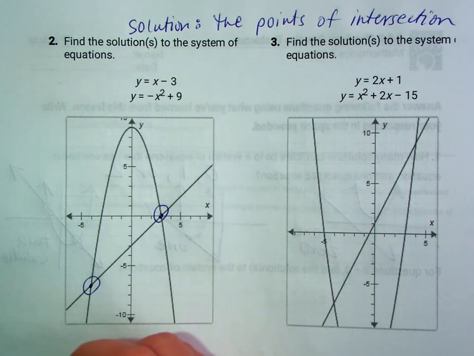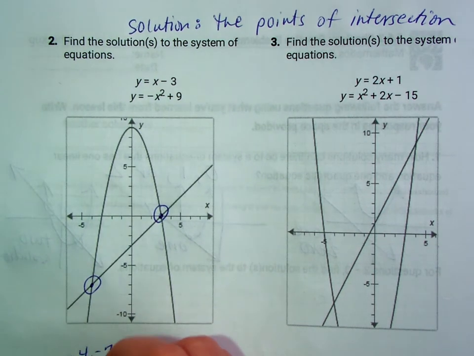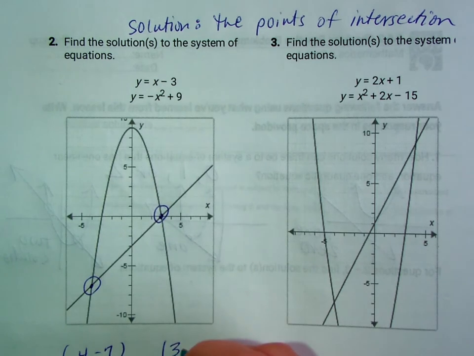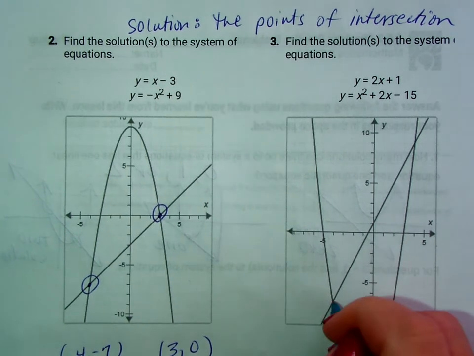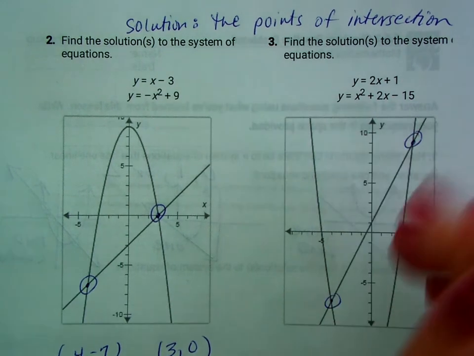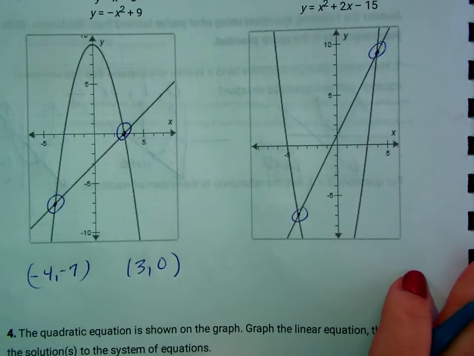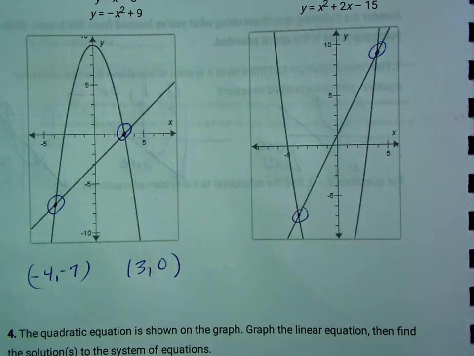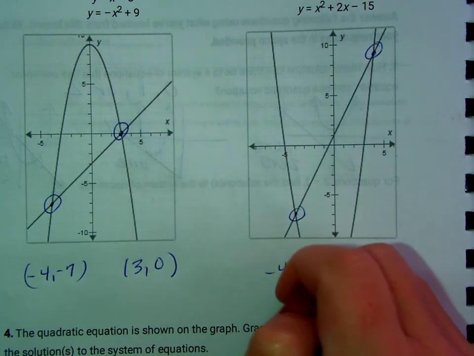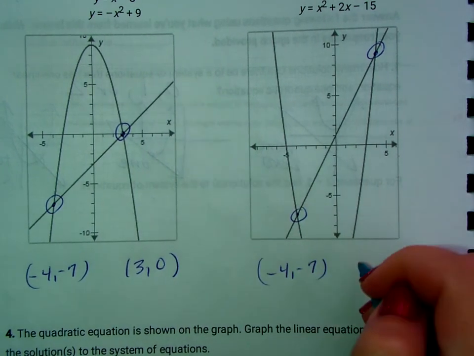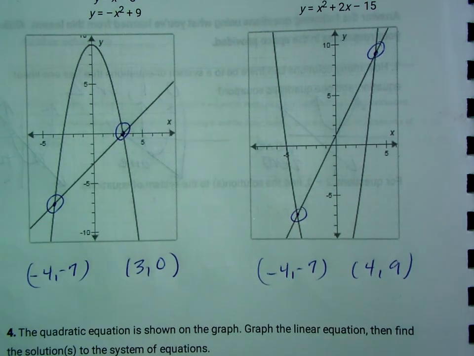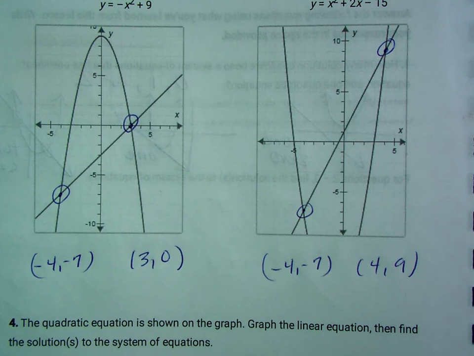Do you see that that one touches at about -4, -7, and that this guy over here touches at 3, 0? Take a second to do the next one. What would you say these 2 points of intersection are? Pause the video and try and get those. And good job. This one touches at -4, -7, and at 4, 9. How funny that they use the same point.